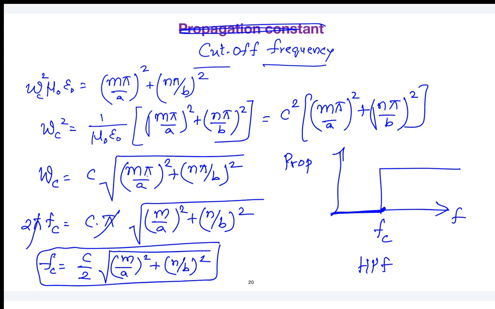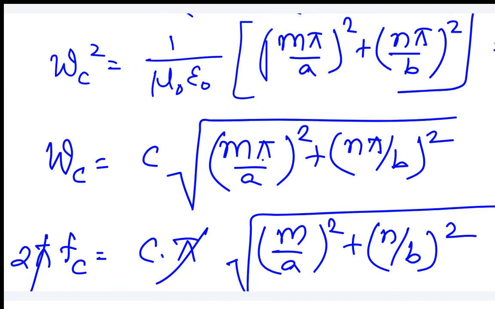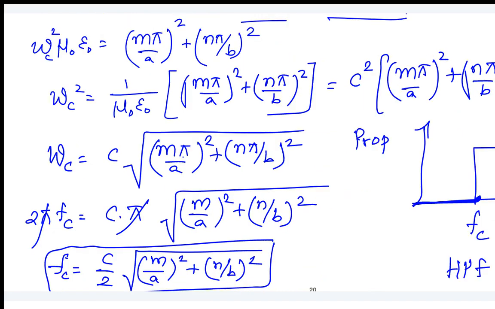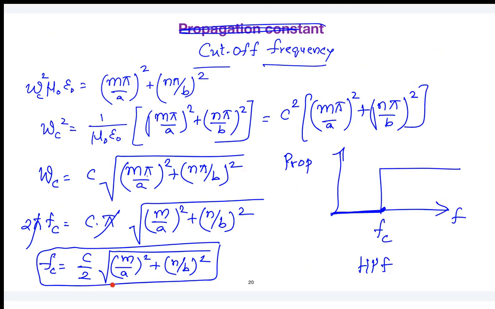Now you can cross check whether it is the same thing we did in parallel plate or not, just by substituting n equal to 0. So when you substitute n equal to 0, you are going to get an equation of mc by 2a. So you can see here, you are going to get mc by 2a. So that is the only change. Okay. So this is a very important equation.